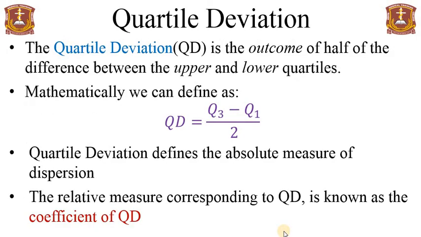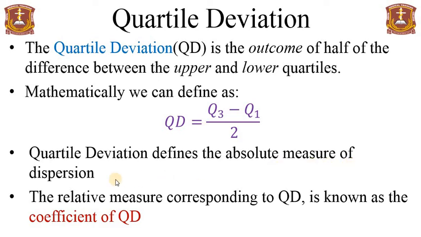Remember it. Let's get to the concept of quartile deviation, which is also used as a measure of dispersion. The quartile deviation, QD, is the outcome of half of the difference between the upper and the lower quartiles. So mathematically, QD is equal to Q3 minus Q1 over 2. This is just upper quartile minus lower quartile divided by 2. And this gives us what we call quartile deviation, and it is the absolute measure of dispersion.